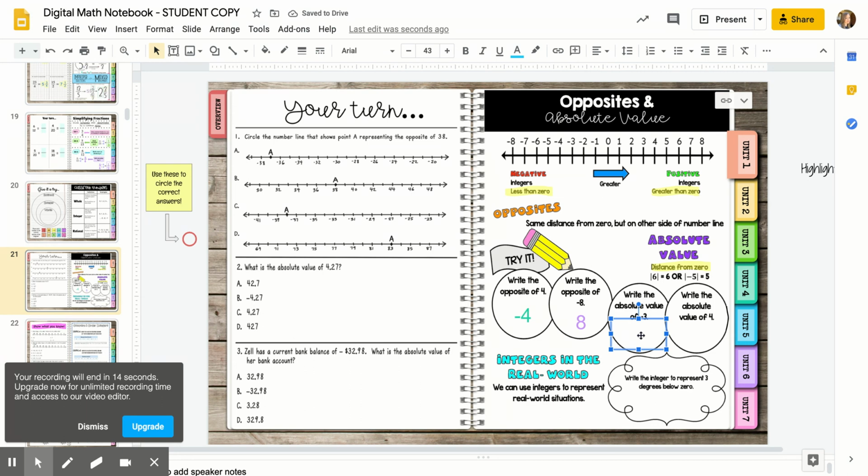The absolute value, which is always positive, of -3 is 3. And the absolute value of 4, which is always positive, is 4. And below 0 tells you it's under 0, so that's -3.